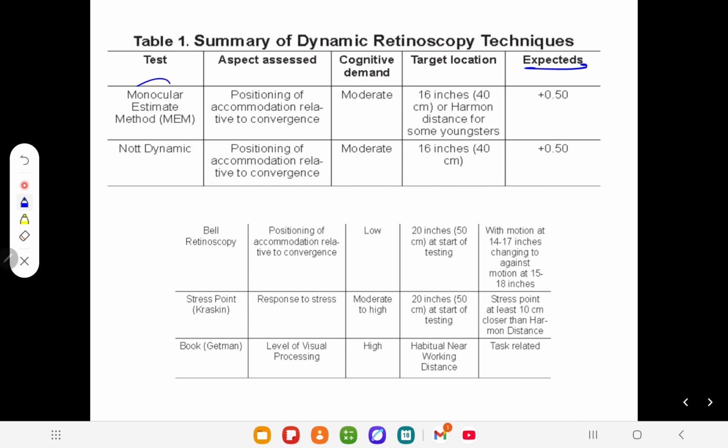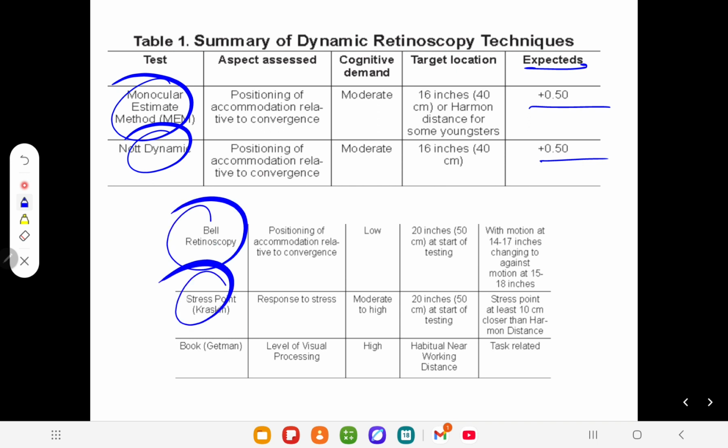For lag, you can expect the monocular estimation method, this Nott method is closely this, but Bell method and stress point method and book method are a little bit different, isn't it? So just watch all the things and compare things. Okay, just pause the video and compare things.